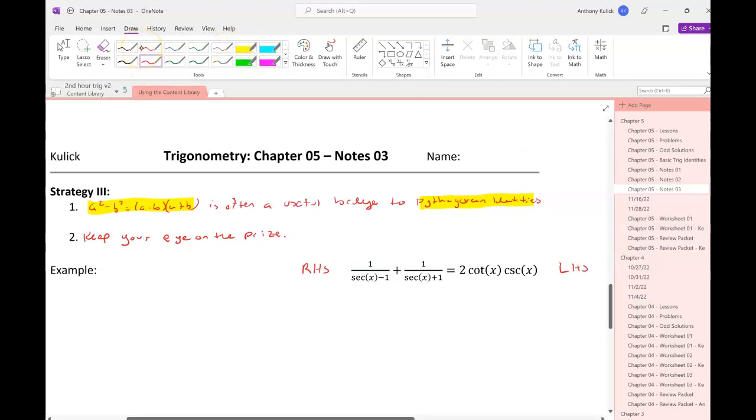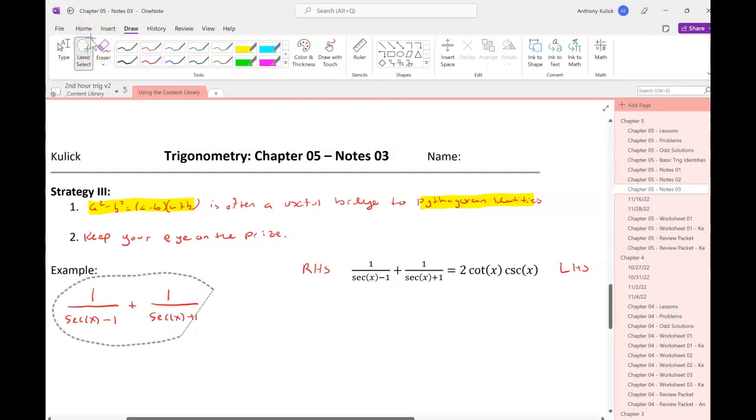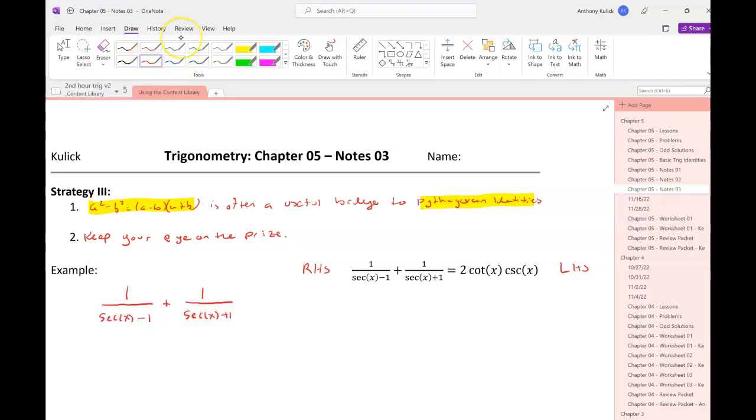Which side would we want to start with, the left-hand side or the right-hand side? I would agree with the left-hand side. Certainly looks more complicated. We have two fractions being added versus just some stuff being multiplied together. So again, addition and subtraction is more complicated than multiplication and division. Okay. So again, we start by looking for algebraic stuff to do. What do we have right now? I just have two fractions that are being added together.